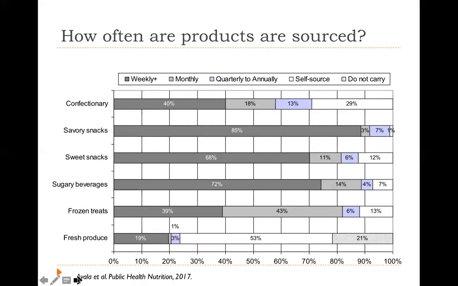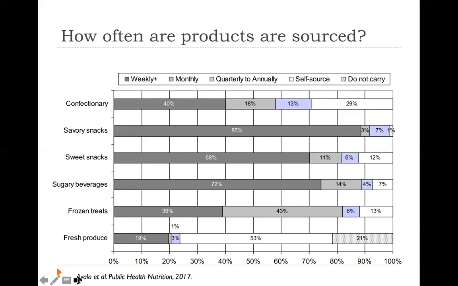So how often are the products sourced? I'll call your attention all the way to the bottom row. Down there on the bottom, you see fresh produce, the last bar on the bottom. This is consistent with what we've seen in previous work, where a little over half of the retailers in our sample reported that they're self-sourcing produce, so they don't have a distributor for produce. And again, that's quite common. We've found 50% or a little over 50% in previous work. Then about 1 in every 4 or 5 retailers didn't stock fresh produce at all, and a much smaller percent actually had a distributor coming to the store.